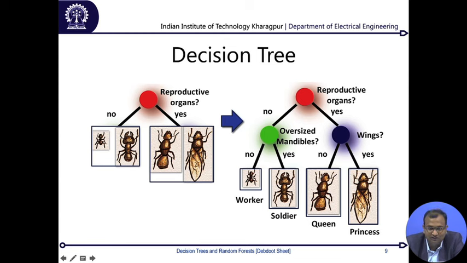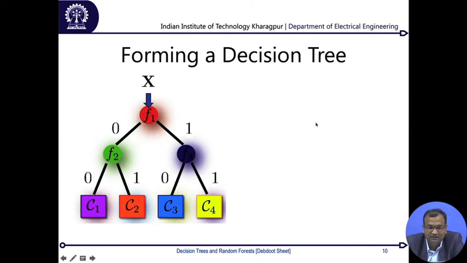If it does not have wings, then it's a queen. So basically you see that this structure represents some sort of a tree, and you are taking just yes or no decisions, which are binary decisions at each level of the tree. Now from there we come down to how do we form a decision tree.